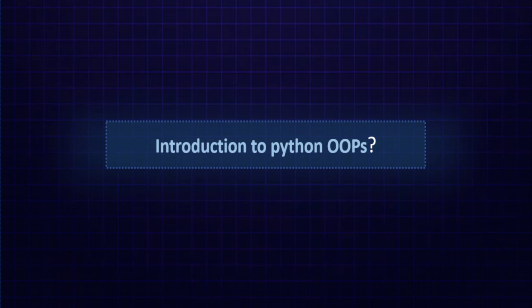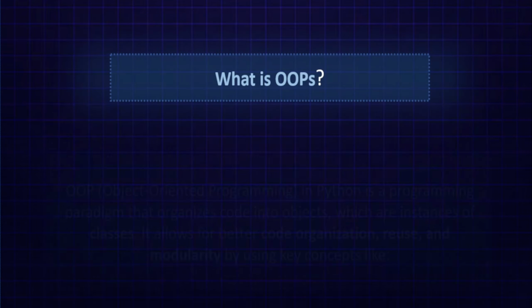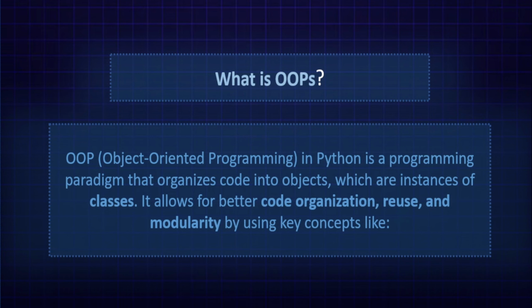In this chapter, we are going to be discussing Python OOPs, which is one of the great programming paradigms for organizing your code. So let's get started. Introduction to Python OOPs. Okay, I have a question. What is OOPs? OOPs means object-oriented programming. In Python, it is a programming paradigm that organizes code into objects, which are instances of classes. It allows for better code organization, reuse, and modularity by using key concepts like encapsulation, inheritance, abstraction, and polymorphism. We'll talk about it later in detail.